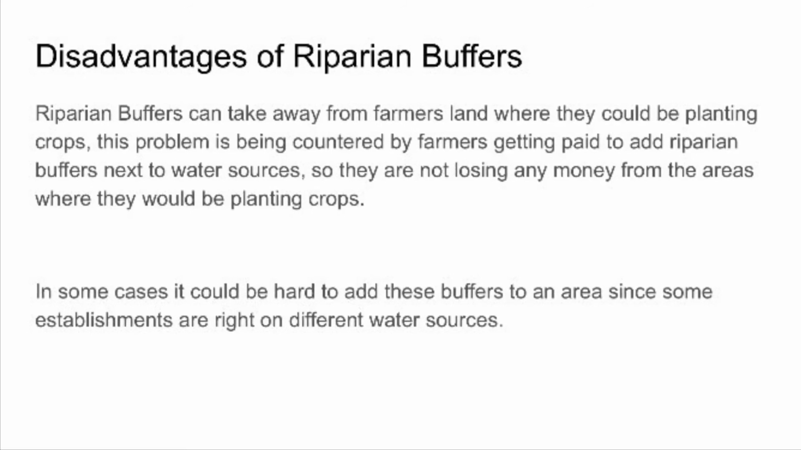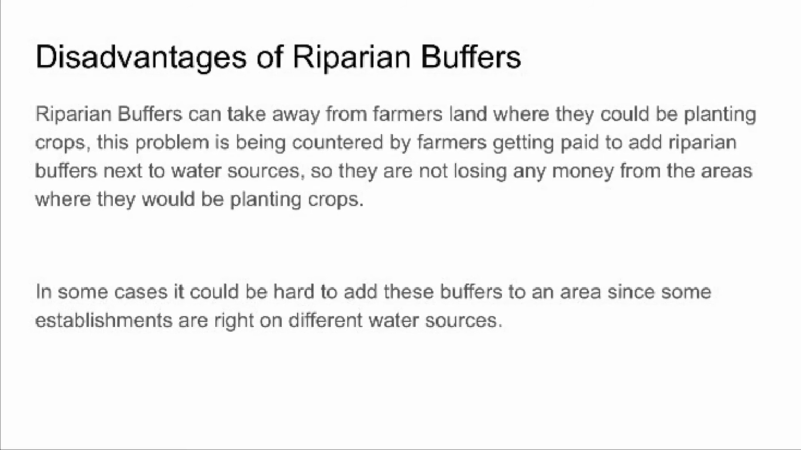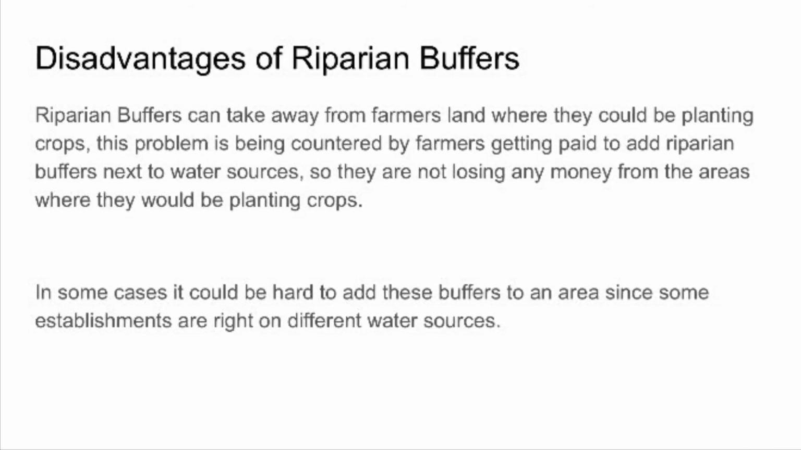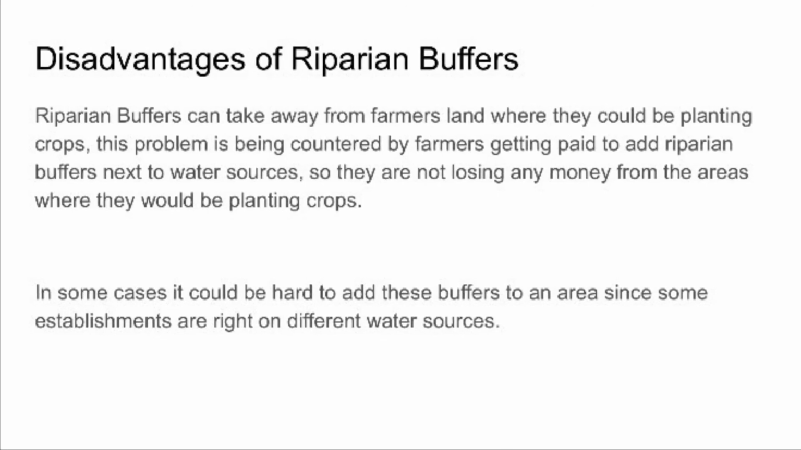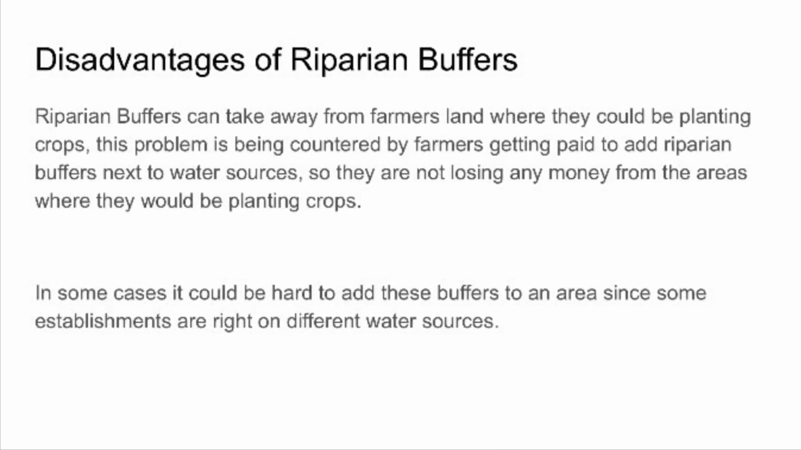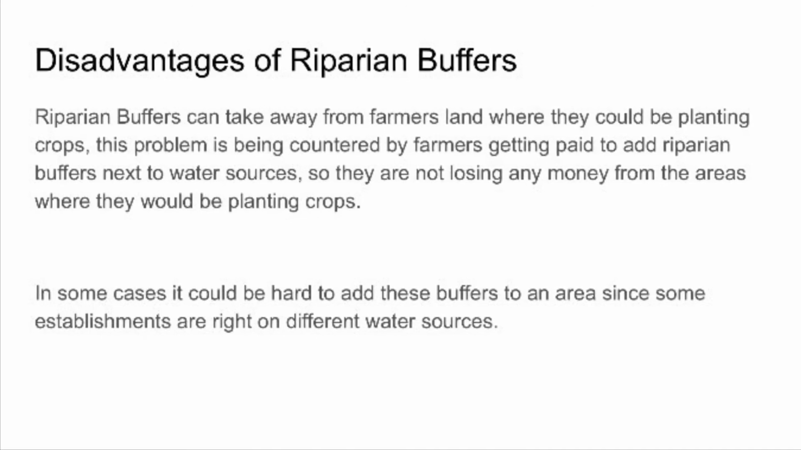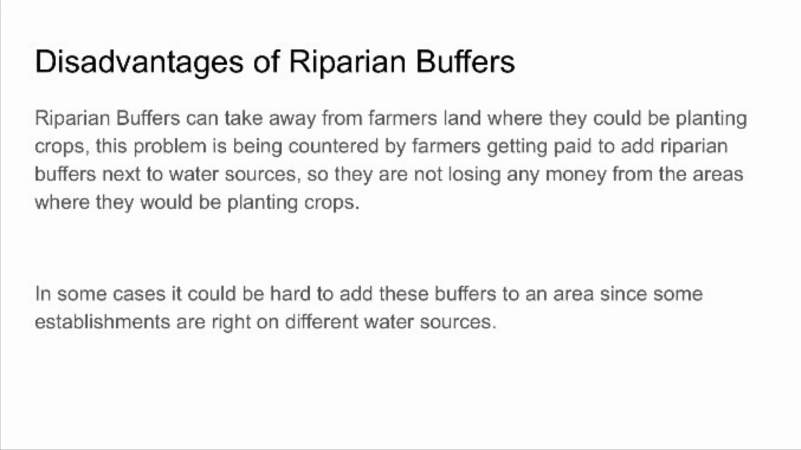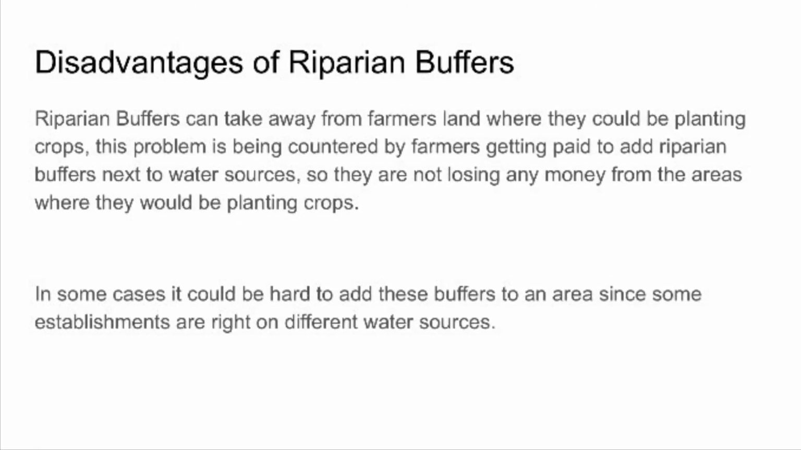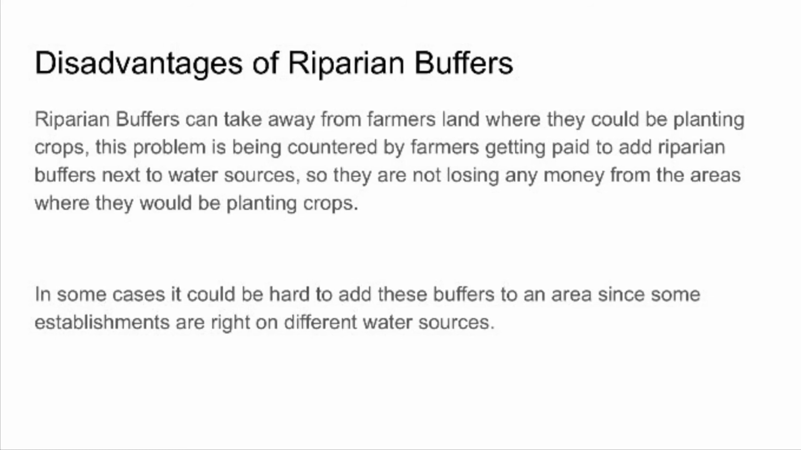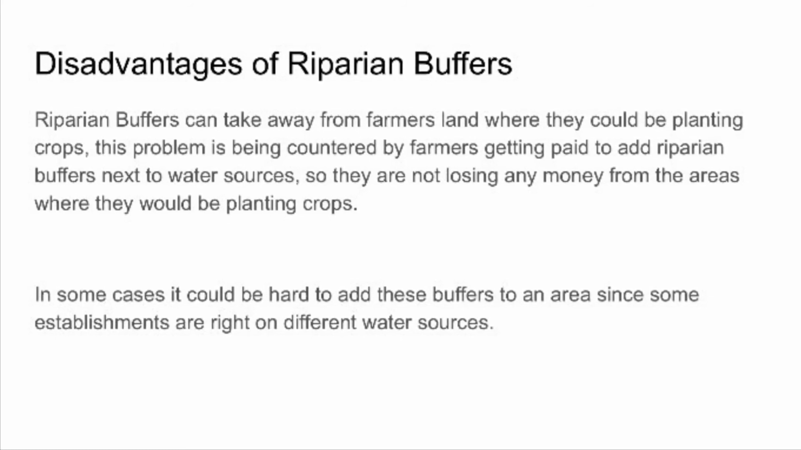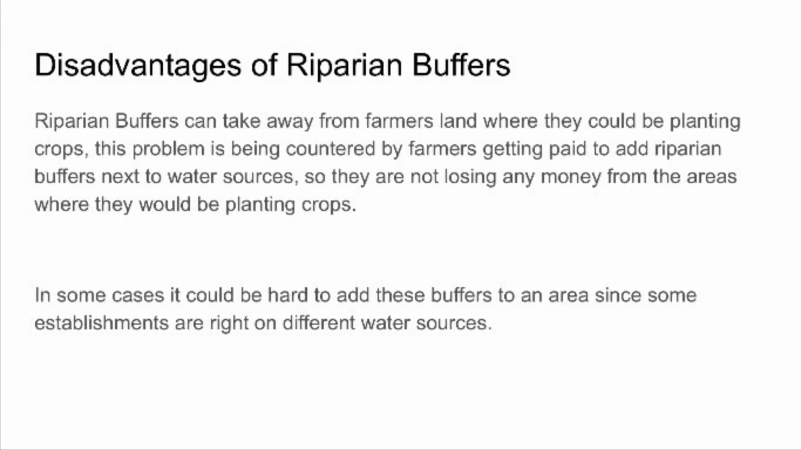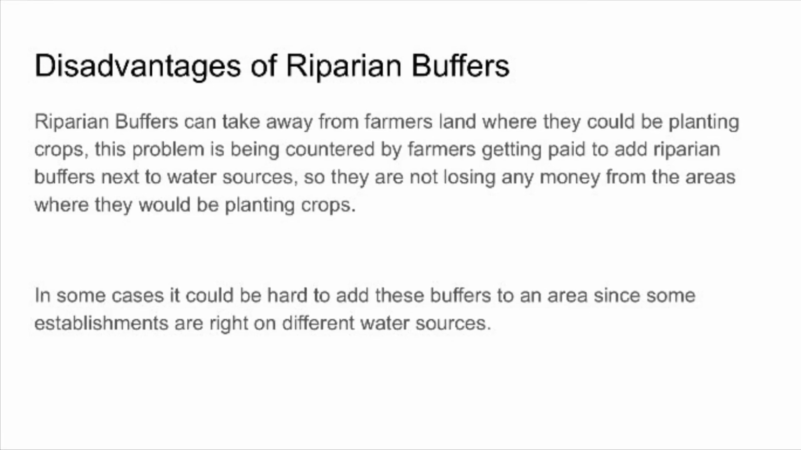potentially planting crops. This problem is actually being countered by farmers getting paid to add these buffers next to water sources on their land, so they're not losing any money from potential crops that they could be planting, and it's kind of a win-win for everybody because the water source is staying healthier with the buffer being installed nearby, and the farmer really isn't losing much because they're getting the money back that they could have been making from those crops planted in that area. And also, another disadvantage is that in some cases it could be hard to add these buffers to an area, since some establishments and businesses are built right on different water sources, like a lake or a river or something.